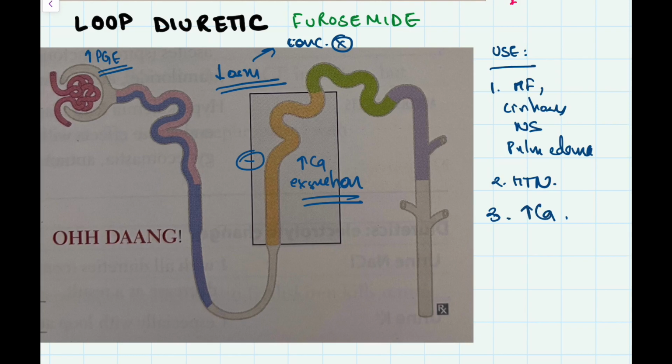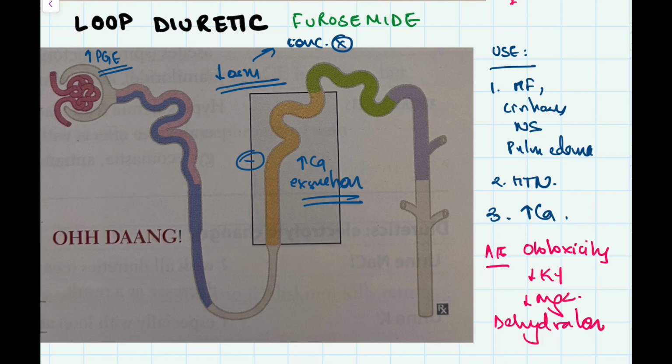The adverse effects are very important, right? So it causes ototoxicity, hypokalemia, hypomagnesemia. It can cause dehydration, right? Because it is a diuretic. Then allergy, because it is a sulfa drug. Also, it can cause alkalosis, interstitial nephritis, and gout.